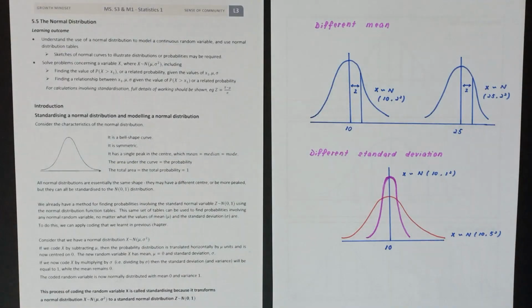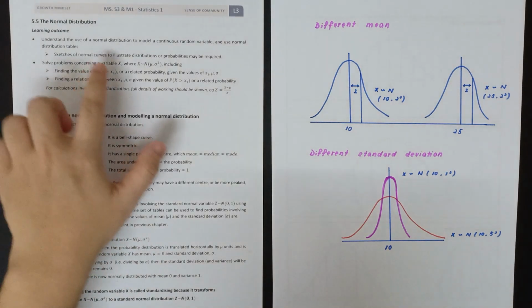Okay, so hi everyone. Today we'll be entering into the second learning outcome of your topic 5, which is the normal distribution. So today will be lecture 3, meaning lesson 3 of this topic. Okay, so for today's lesson, we'll be learning the same thing.